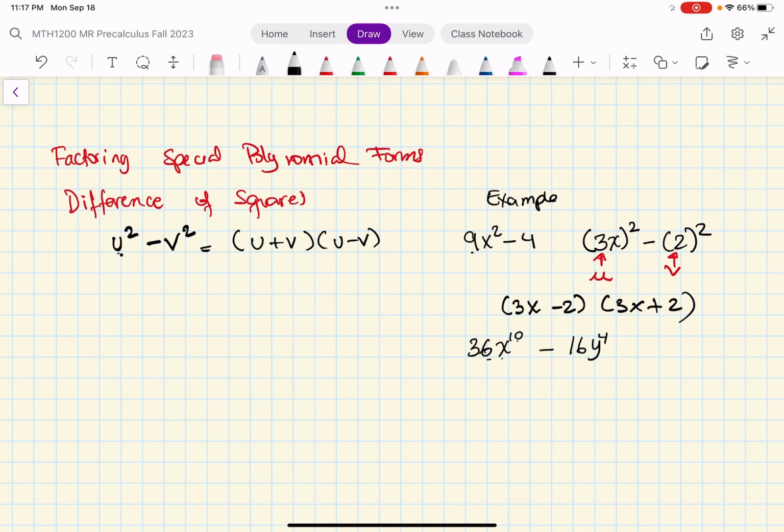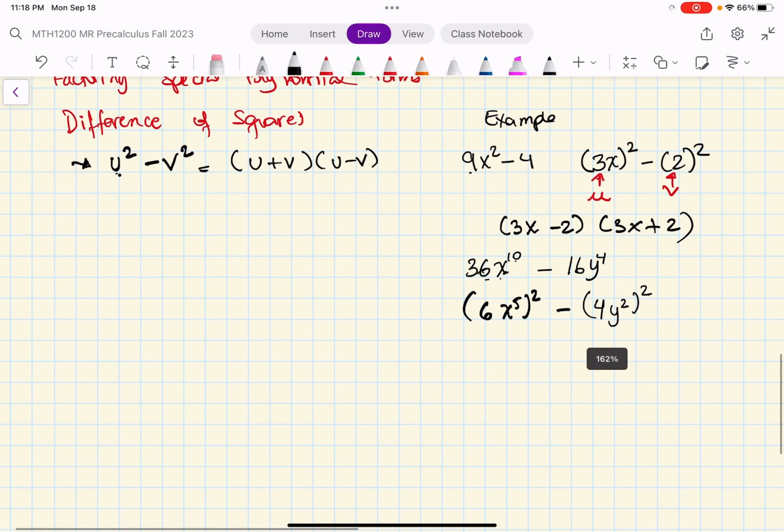So I'm going to rewrite it so it looks like the formula right here. So I'm going to say, okay, what makes 36 a perfect square? That would be 6. What makes x to the 10th a perfect square? That's x to the 5th. I'm going to square that. Minus, what makes 16 a perfect square? 4. What makes y to the 4th a perfect square? Y squared. So 4y squared to the second power is the same thing as 16y to the 4th.